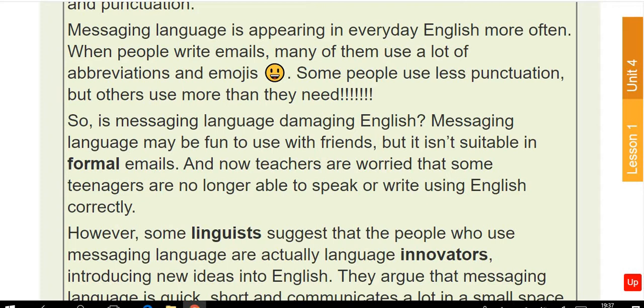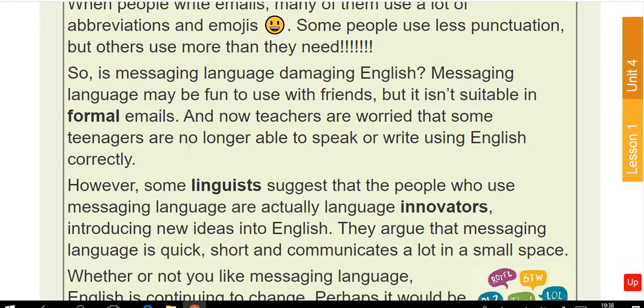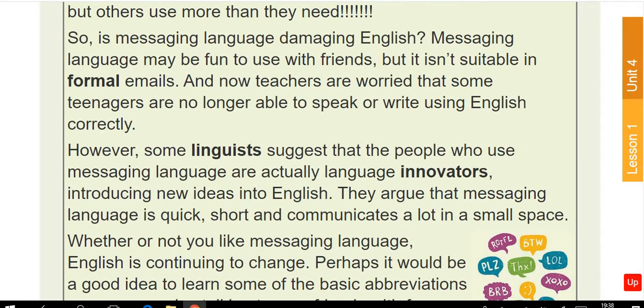As you can see, it depends on your character, okay? If you are a formal person, you are going to use a lot of punctuation while texting, but if you are just a young person, you are not going to use any punctuation, I assure you, okay? So it depends. So is messaging language damaging English? Messaging language may be fun to use with your friends, but it isn't suitable in formal emails. And now teachers are worried that some teenagers are no longer able to speak or write using English correctly.